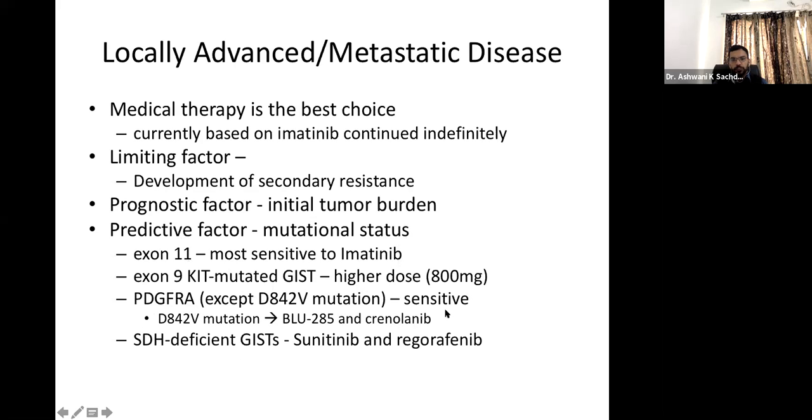PDGFR mutations are also sensitive to imatinib except for D842V mutation. They are non-sensitive to imatinib, not less sensitive. And SDH deficient GIST may be slightly sensitive to sunitinib and regorafenib therapy, but they are not sensitive to imatinib.